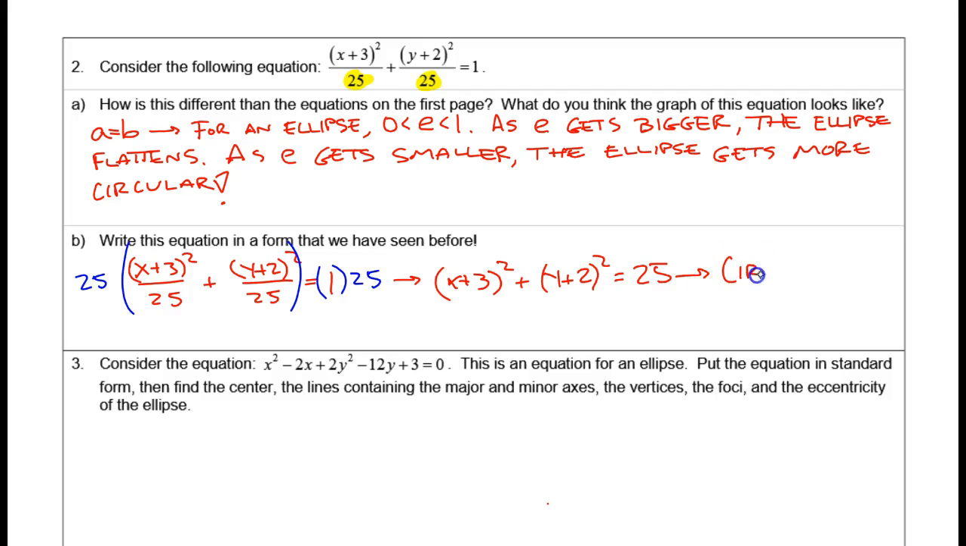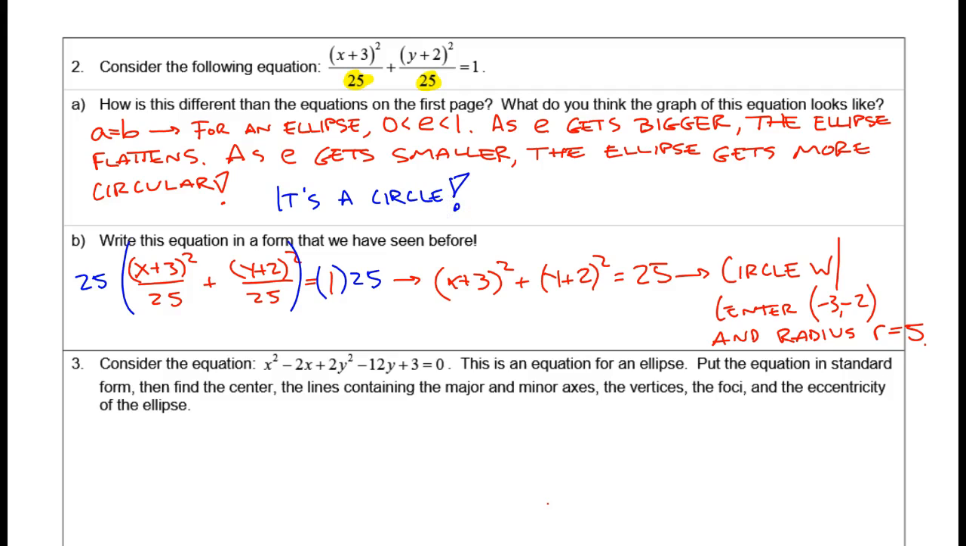And I know this is a circle with center (-3, -2) and radius r equals 5. Okay, so let's circle back up here and go back to part A where it says, what do you think the graph of this equation looks like? Well, it's kind of obvious now when we went through the algebra here in part B. It's a circle.